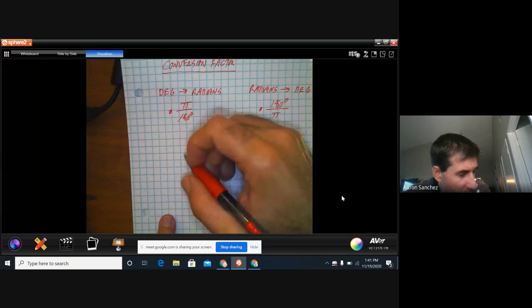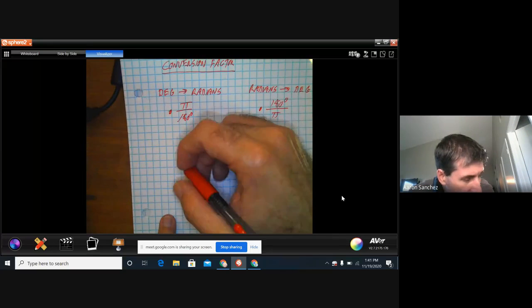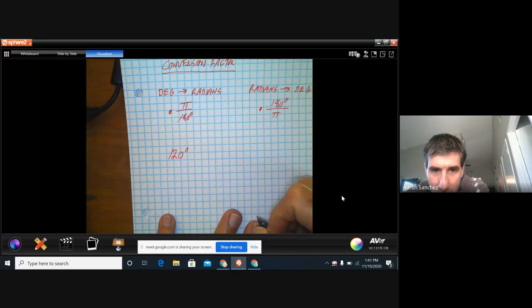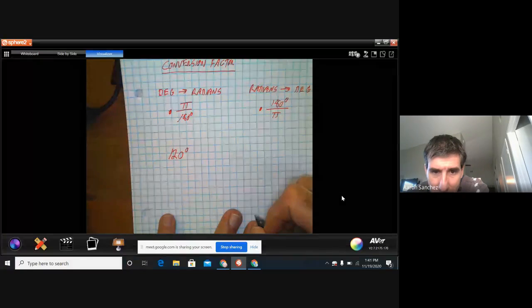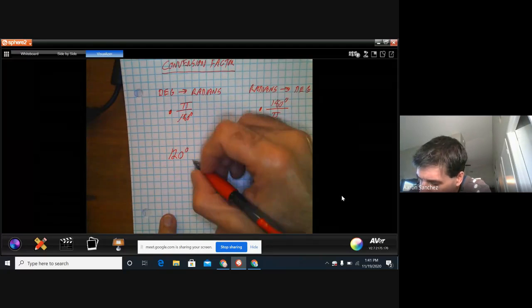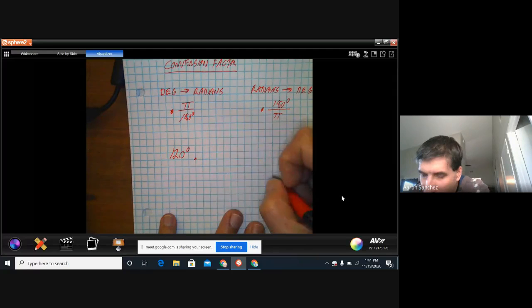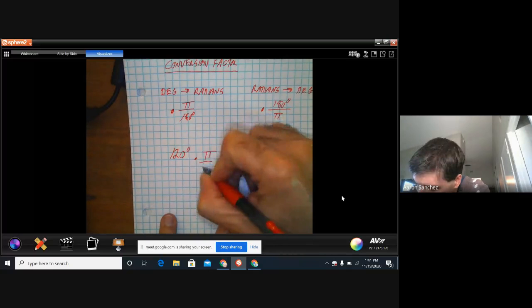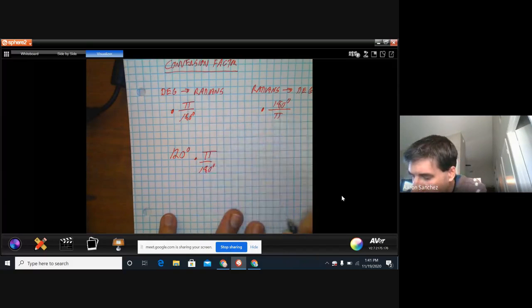So let's say I want to convert 120 degrees into radians. Well, here's how I remember. I don't think about this. I think about, hey, if I want to change it to radians, I put the radians in the numerator. I put the radians on top, and then you just multiply them.